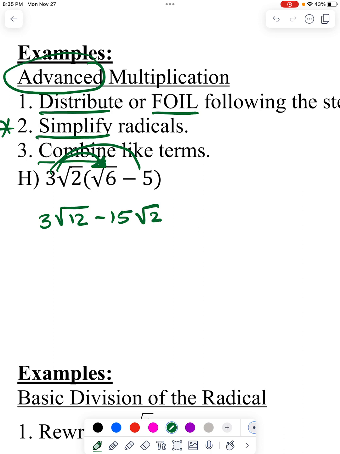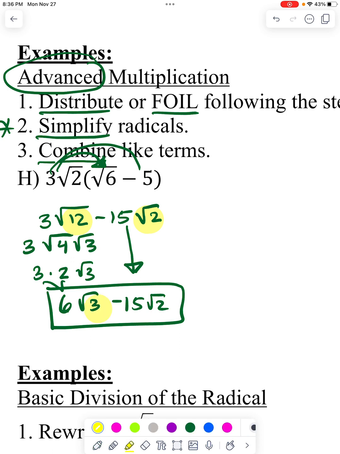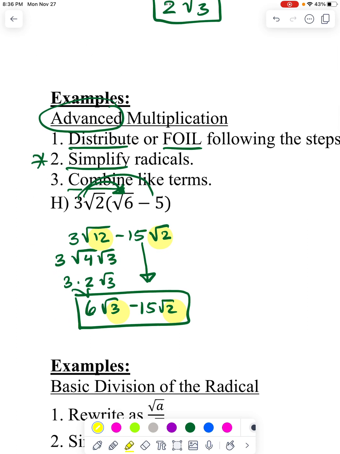However, now I have to simplify, meaning look at those numbers under the radical and decide if they can break down into perfect squares. 12 we've done a few times, and that can break down further. The square root of 4 is a 2. So now all together I have a 6 root 3, because these two multiplied together once they're both on the outside. This I can't do anything with because the root 2 doesn't break down. And these I can't add because you can only add them if the radical part is the same. So it's kind of like having 6x minus 15y. They just don't go together.